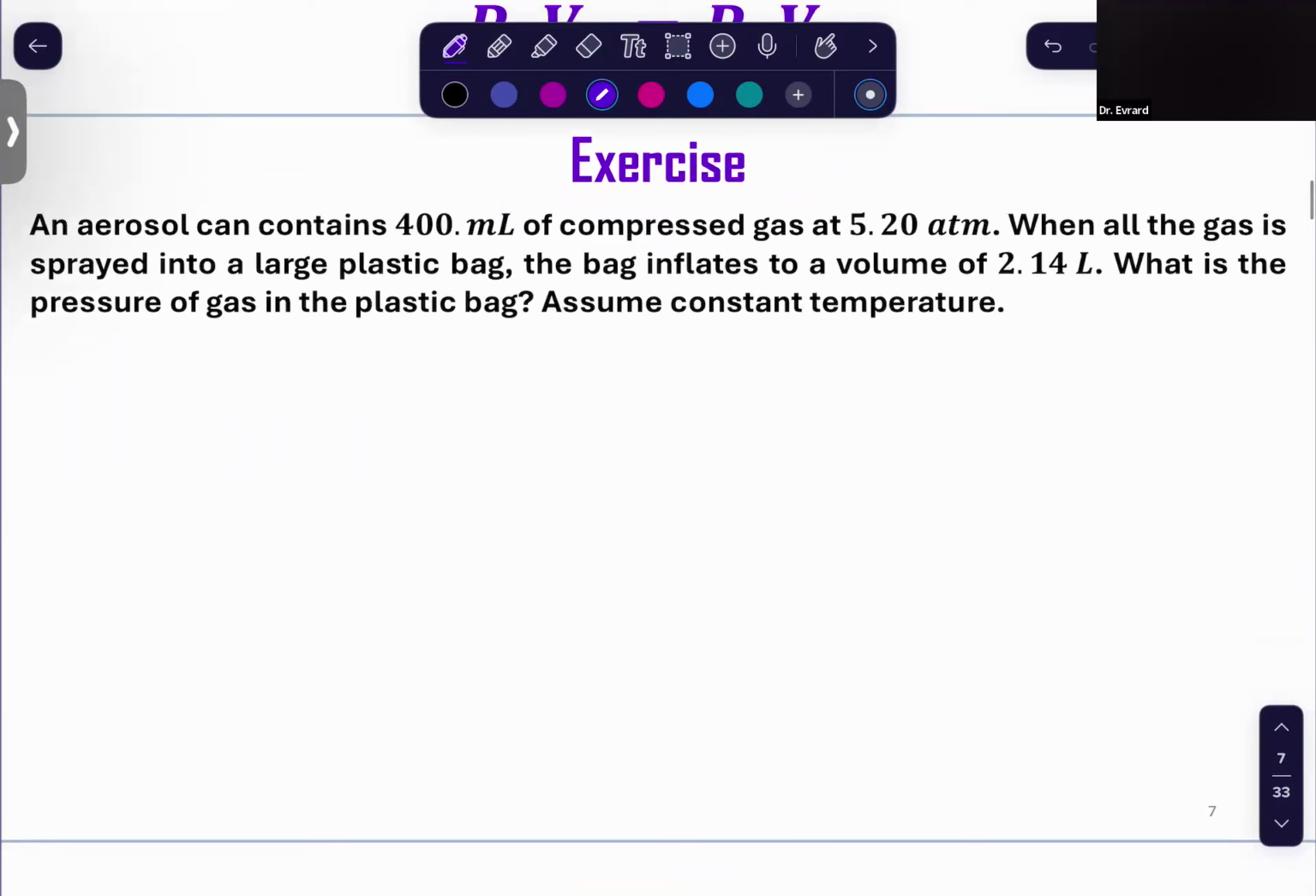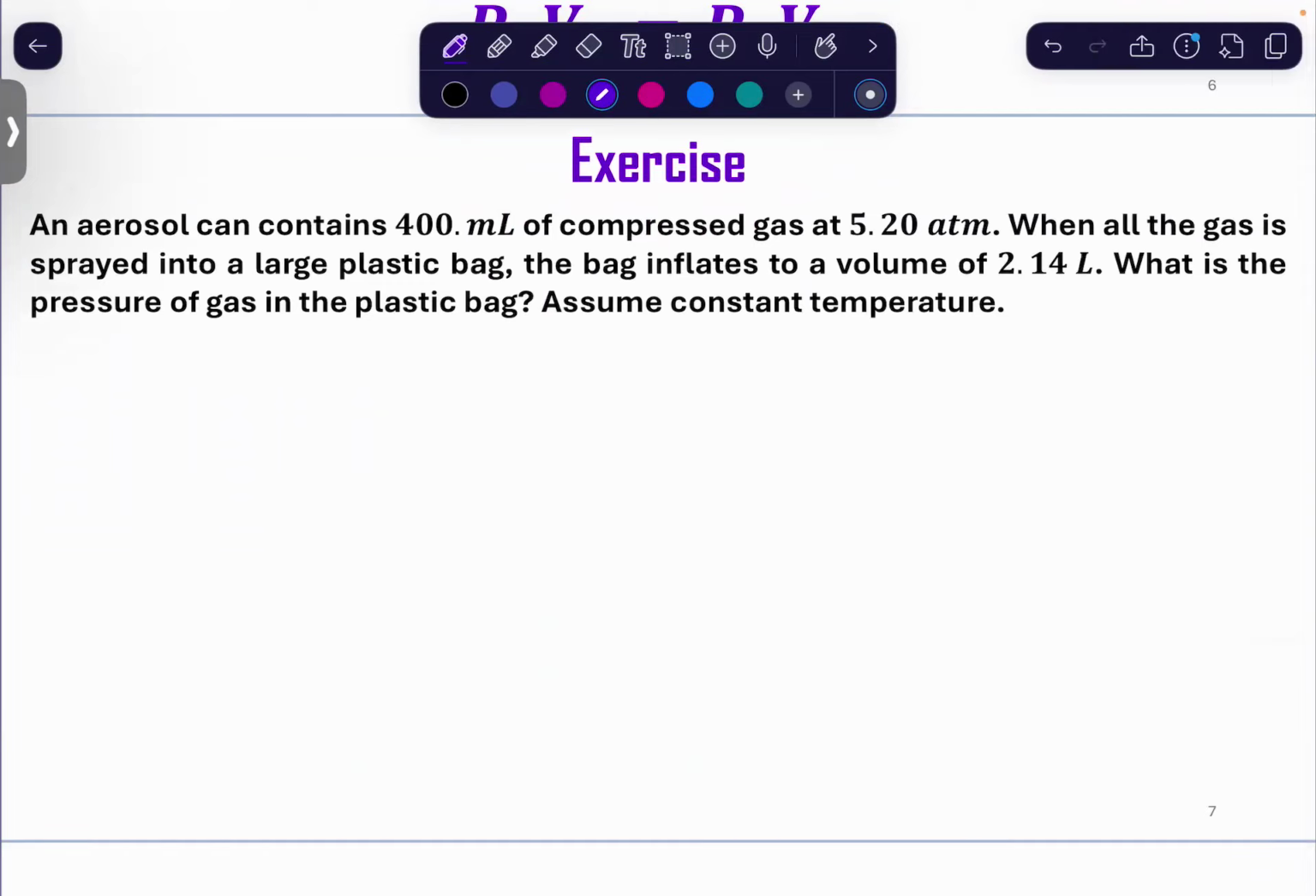And so this is something you can use to solve quite a few problems. So here we go. An aerosol can contains 400 milliliters of a compressed gas at 5.2 atmospheres. When all the gas is sprayed into a large plastic bag, the bag inflates to a volume of 2.14 liters. What is the pressure of the gas in the plastic bag? Assume constant temperature. So there we go. There's our contingency for Boyle's law.